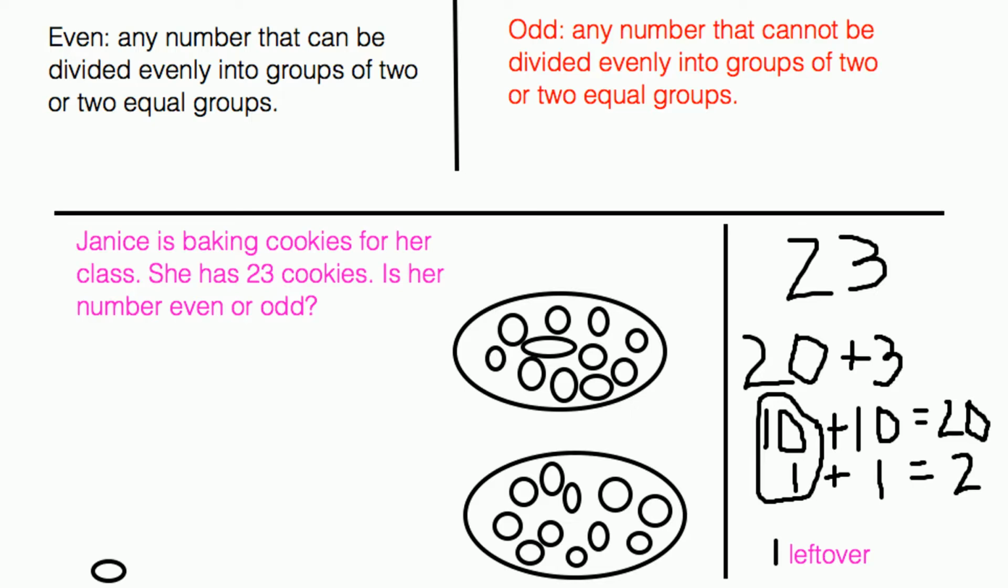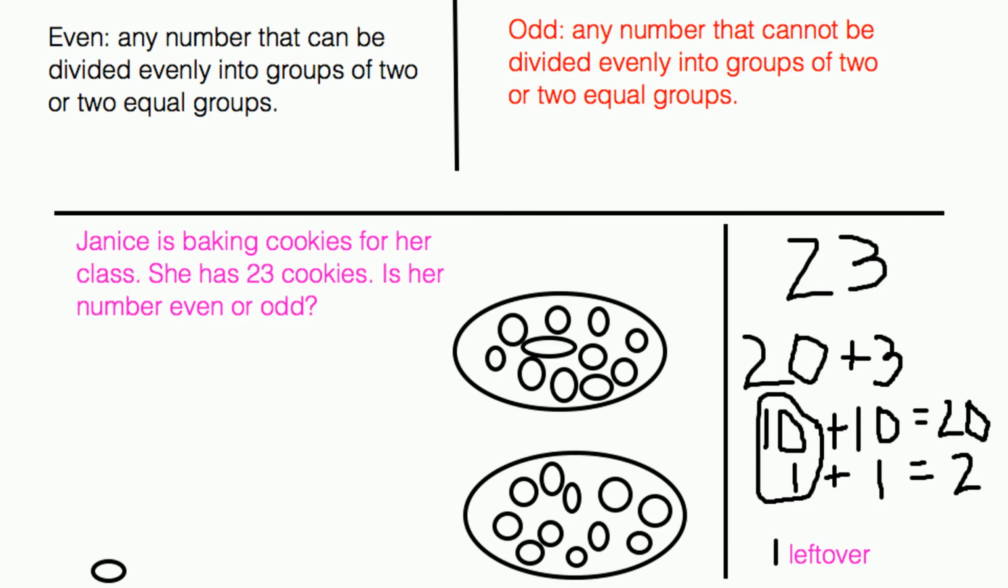In my second strategy, I took the number 23 and I looked at it as 20 plus 3. I thought to myself, how can I break up 20 into 2 equal groups? I can break it up as 10 plus 10. And then when it came down to the 3, I realized I couldn't break it up into 2 equal groups. It would have to either be 3 equal groups, which does not help me figure out if it's an even or odd number, or one group would have 2 and the other group would have 1, which is an uneven split. So I ended up just seeing 3 as 1 plus 1 and having 1 left over.